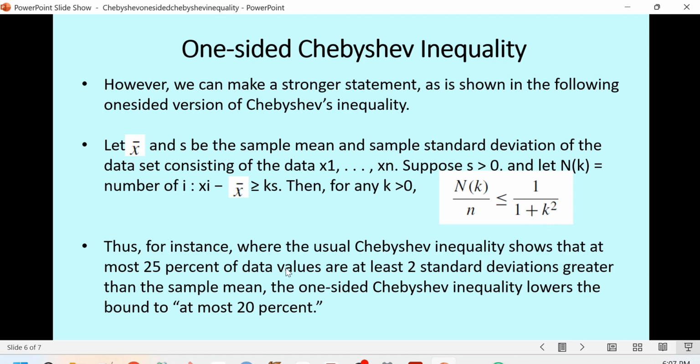So for example, if you want to know how much of the data lies outside of 2 standard deviations around the mean, from the one-sided Chebyshev inequality we can get at most 20%. At most 20% because k is 2 here, so 1 divided by 5 is 20%. So this is the one-sided Chebyshev inequality.